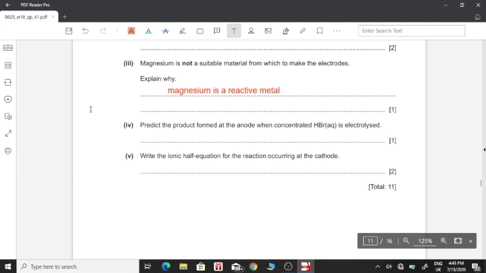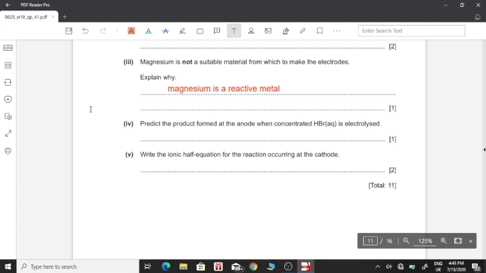Part 4, predict the product formed at the anode when concentrated hydrogen bromide is electrolyzed. So anode is the positive electrode, which means it is supposed to attract the ion of opposite charge, since opposites attract. So over here we have hydrogen ion as plus charge and bromide ion as the negative charge. So we'll have bromine, which will be attracted towards anode. So the product here will be bromine gas.